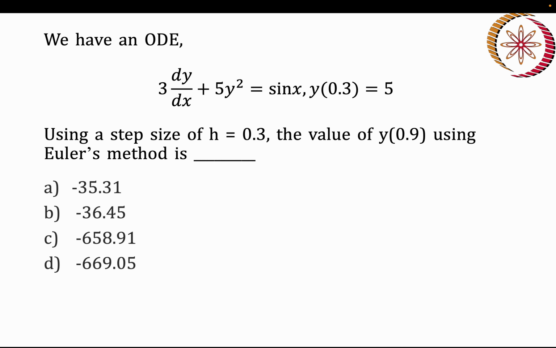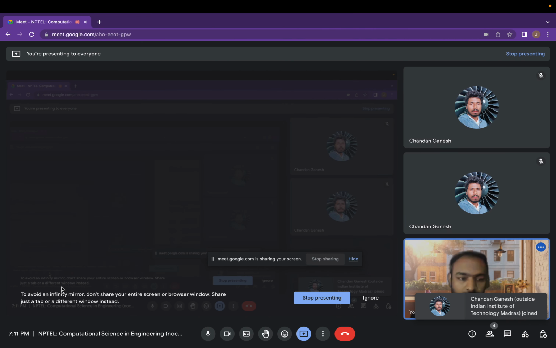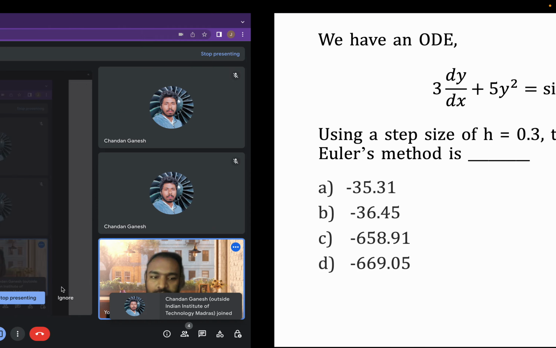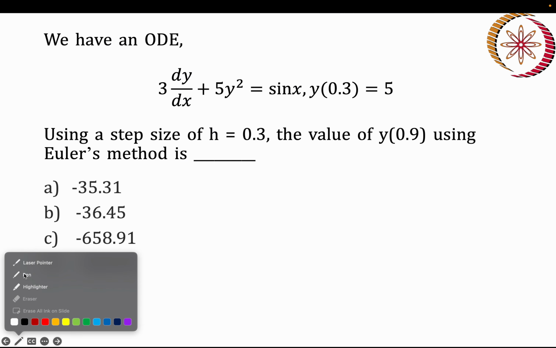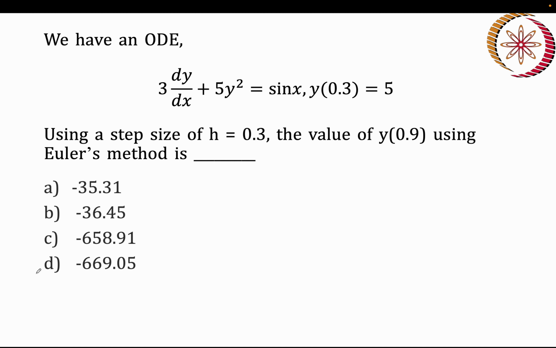So the first question is we have an ODE. The ODE is given, and use a step size of 0.3. The value of y at x equal to 0.9 using the Euler method is. So first of all, what is the Euler method?